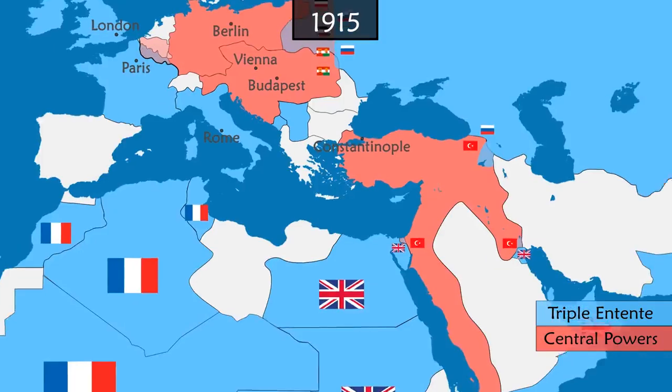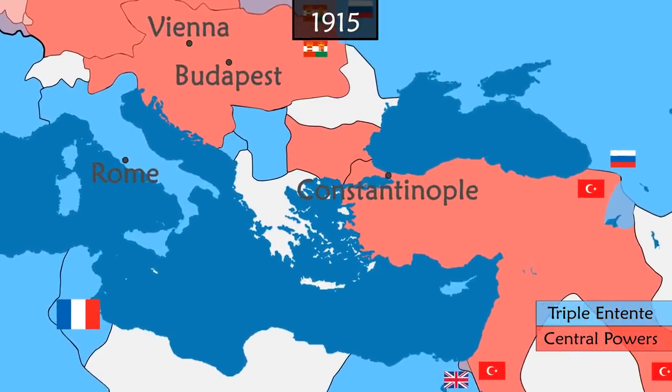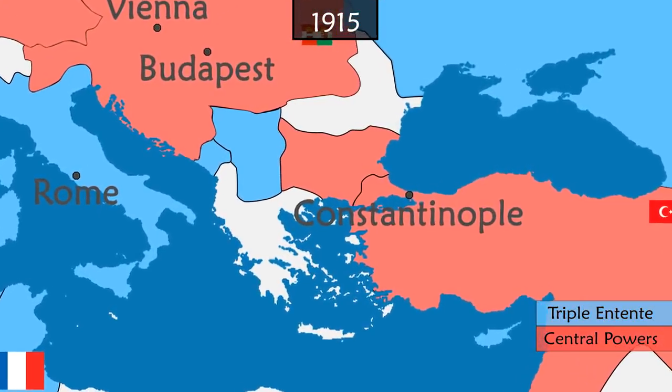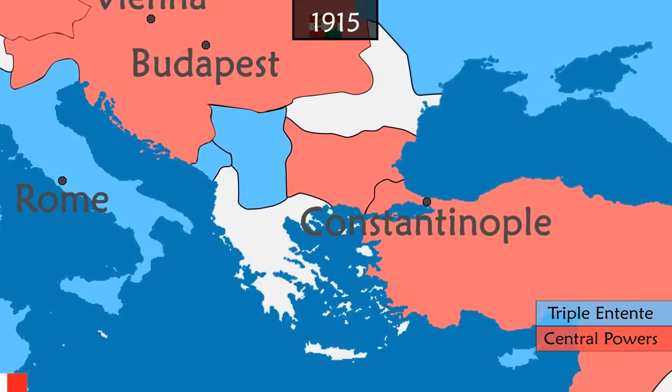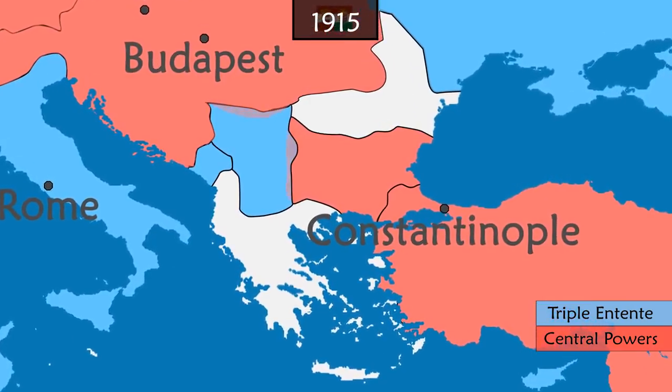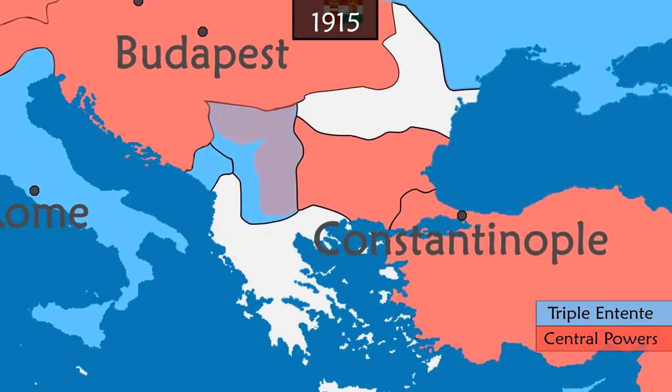In the Balkans, Bulgaria goes back to war alongside the Central Empires. The country has a great territorial appetite and wants to expand in all directions. Serbia is attacked on two fronts and is quickly invaded.